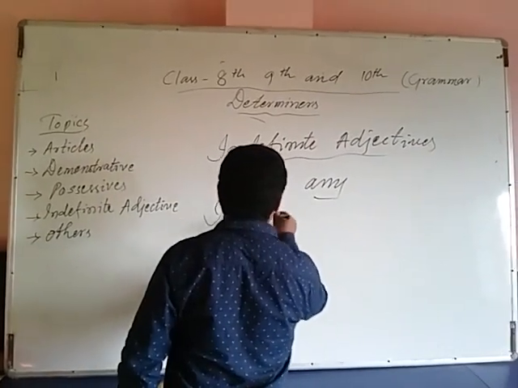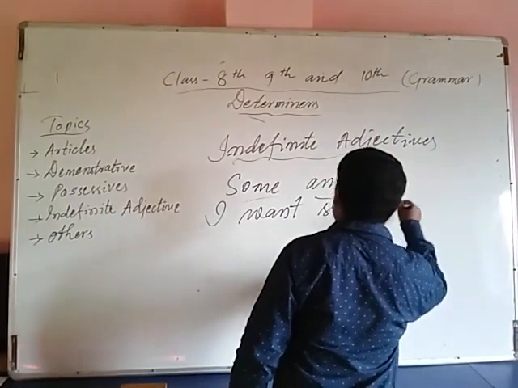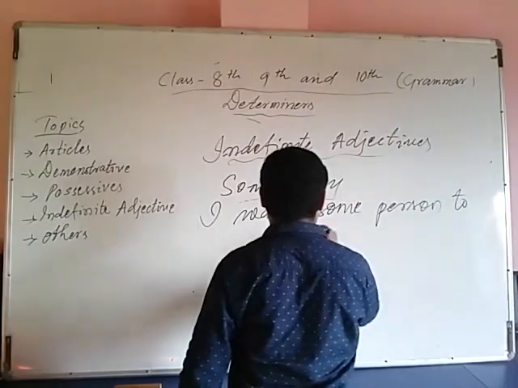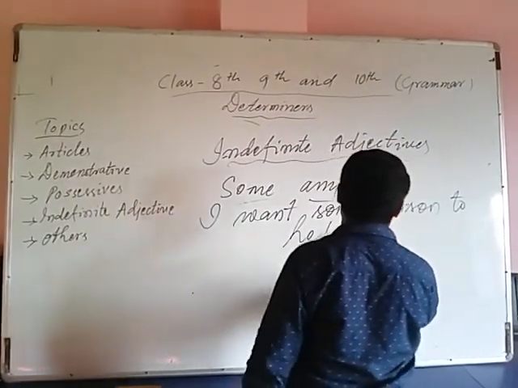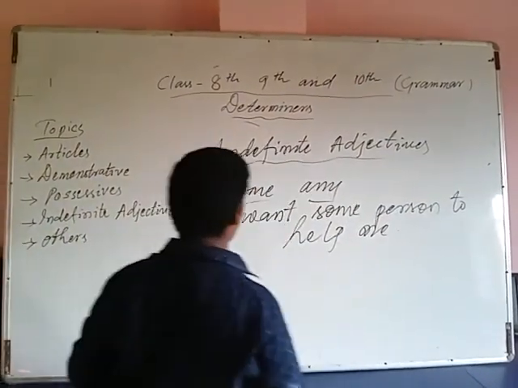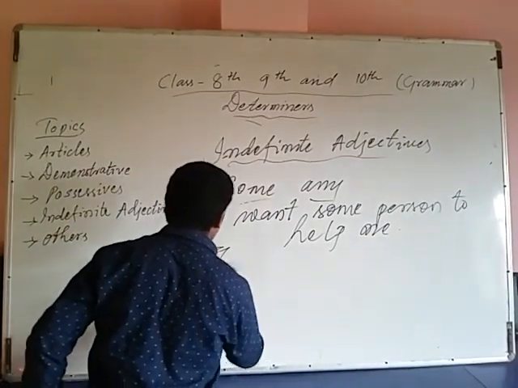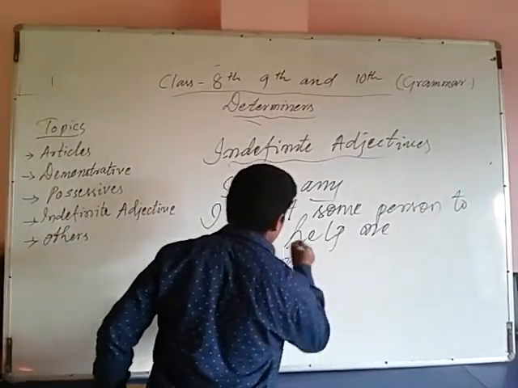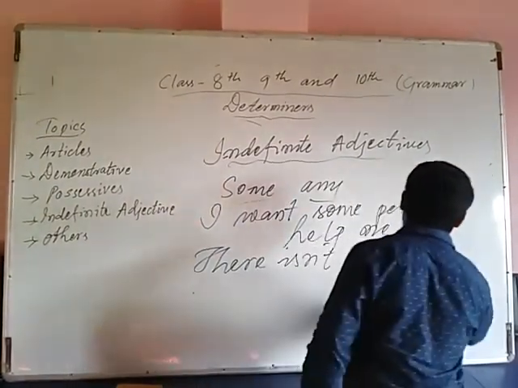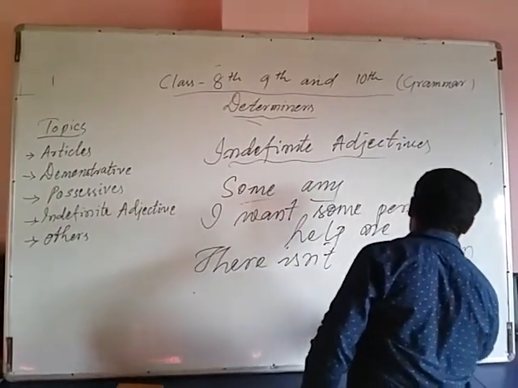I want some person to help me. So there is a sentence, I want some person to help me. Yes, there isn't any person to help me.